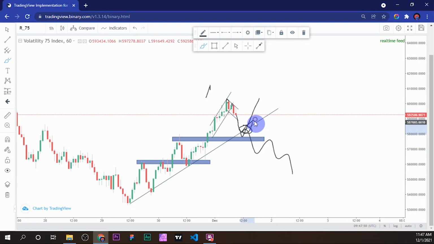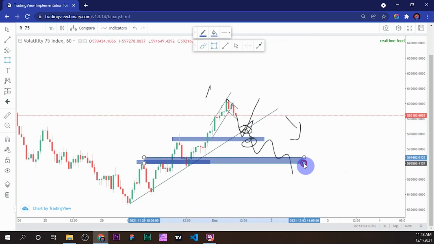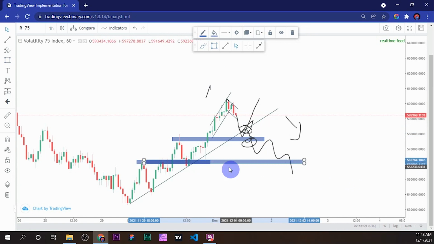If it breaks this trend line, if it breaks this resistance area, it's a sign that the strength might be shifting to the side of the sellers. We will then further include extra levels like this one, which we respected in the past, and this will be our boundary.